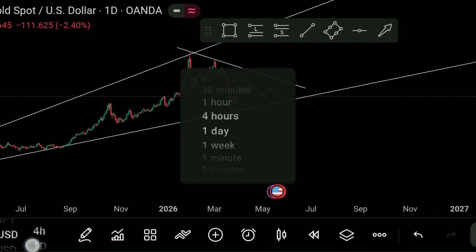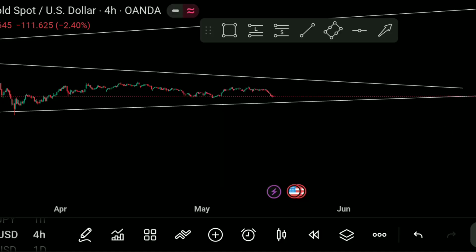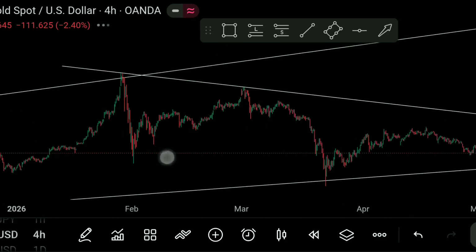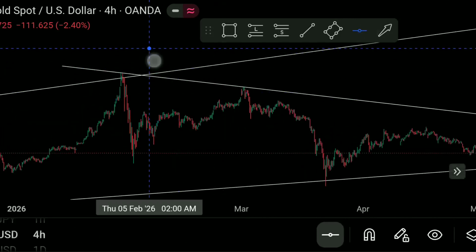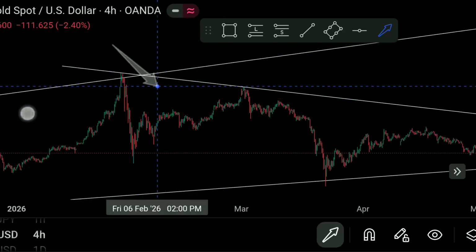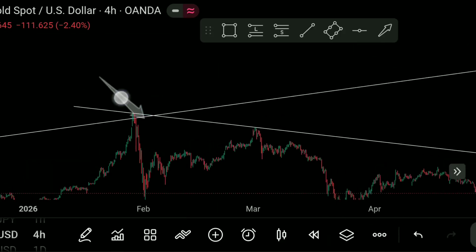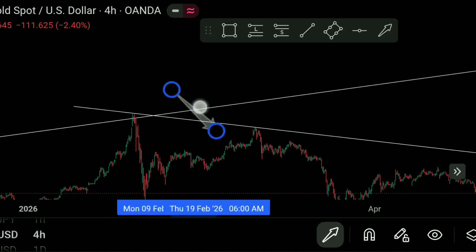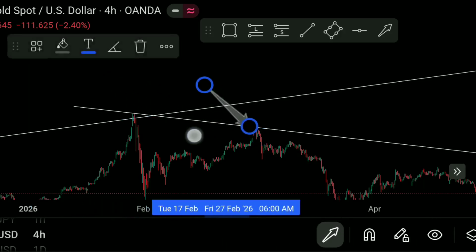So now coming to the 4-hour time frame, you do more of selling, right? So you sell at this point, right? Then you sell at this point, right?